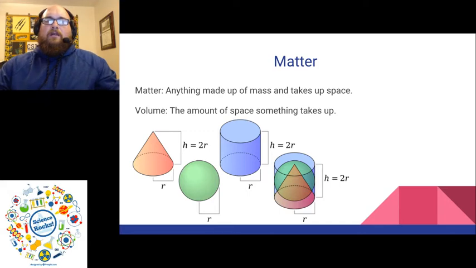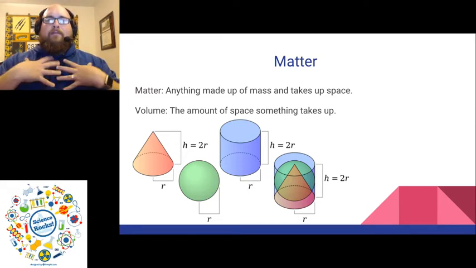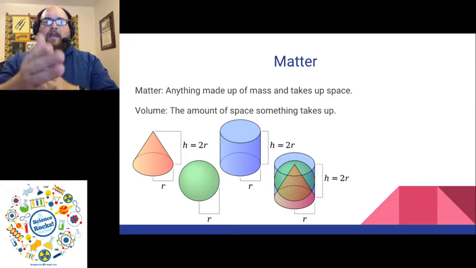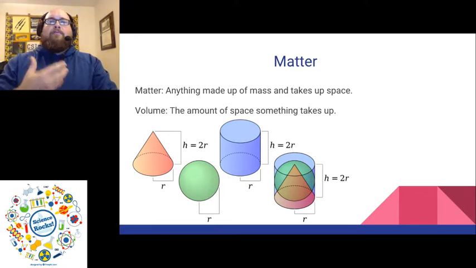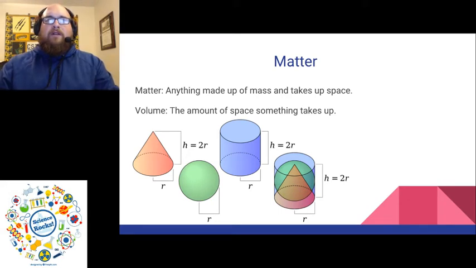But before we get to talk about elements, we need to talk about a few things that are intertwined with what elements are. The first of which is matter. Okay, matter is, of course, anything that is made up of mass and that takes up space. So, I am made up of matter. You are made up of matter. The camera that is recording me right now is made up of matter. The air that I'm breathing is made up of matter because it all has mass and it does take up space. So, no two things can occupy the same space if they are made of matter.